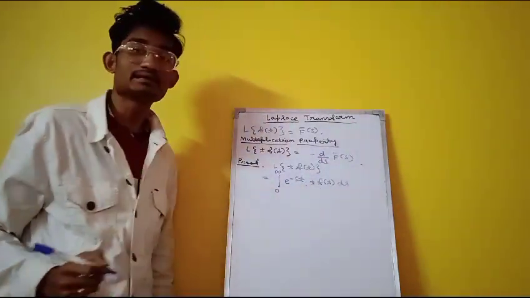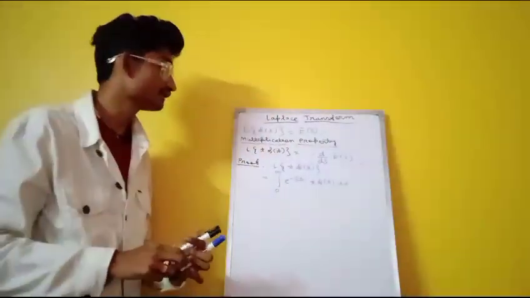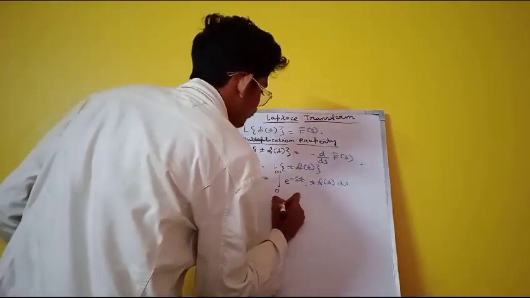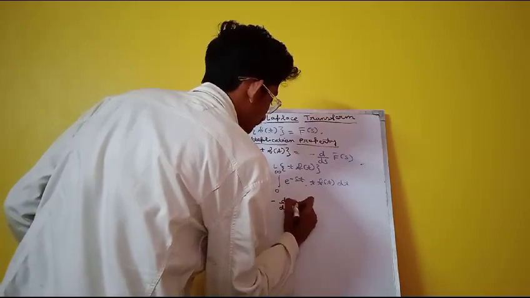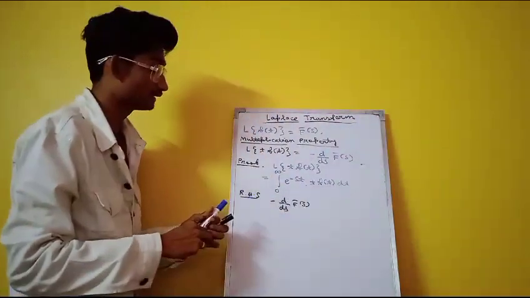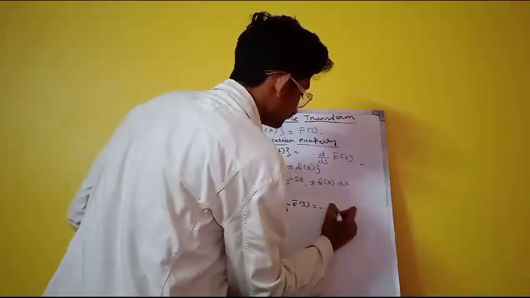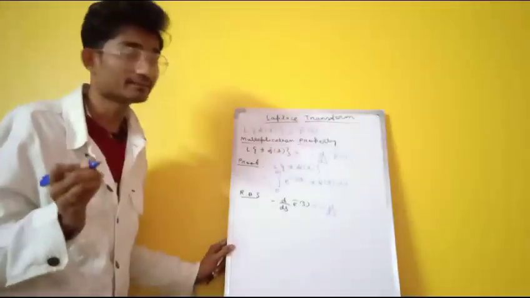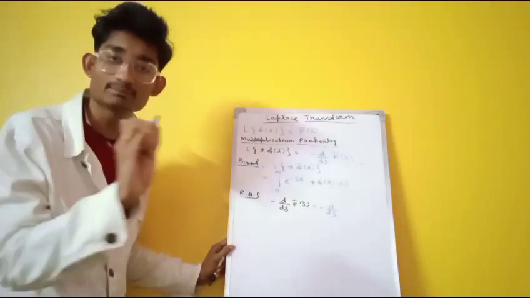What is on the right hand side? That is minus d by ds of F bar of s. So let's write the right hand side: minus d by ds of F bar of s. What is F bar of s? That is Laplace of f of t, which is the integral from 0 to infinity of e raised to power minus st into f of t dt, by the basic definition.